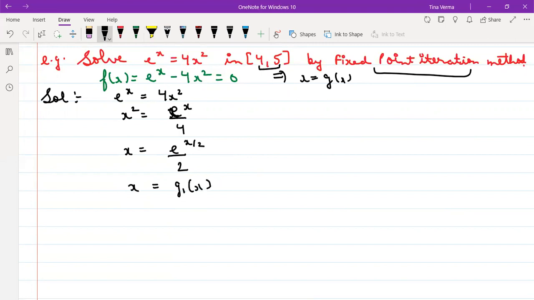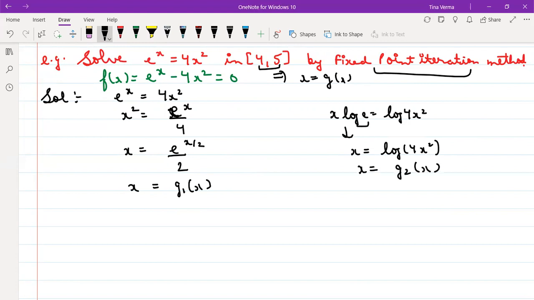This is your g1x. The same you can do if you take the log on both sides: x log e is equal to log 4x square. And when you solve this, you will get x is equal to, log e will be 1, right? So now you have x is equal to one function g1x, and the other function is g2x.